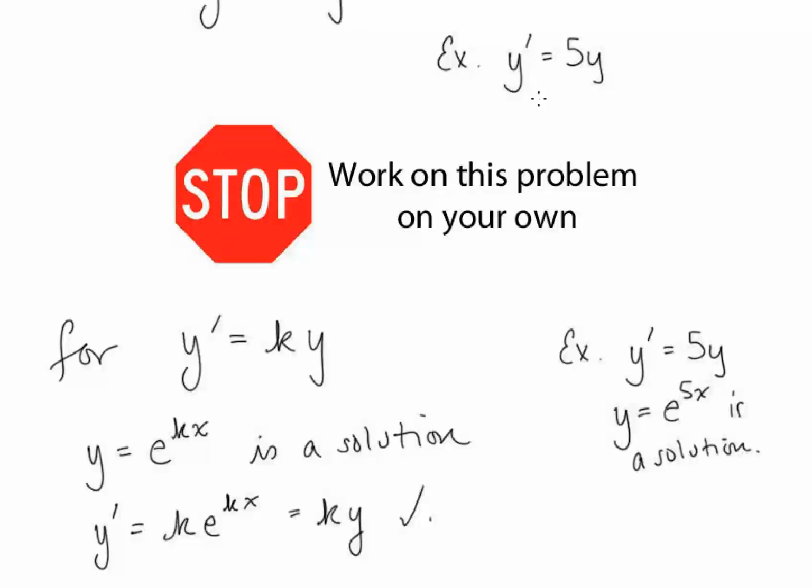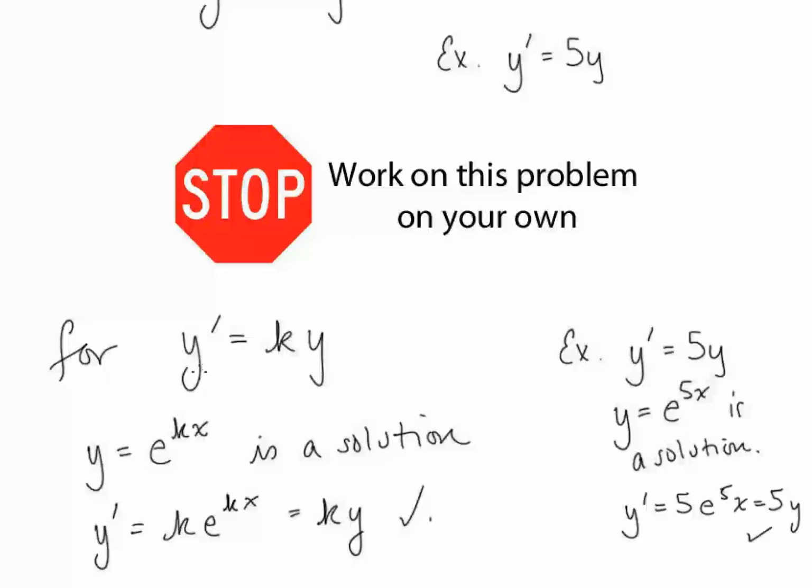Looking at our example, y prime equals 5y, we're looking for a function that when we take its derivative, the original function gets multiplied by a factor of 5. Well, y equals e to the 5x is a solution for this differential equation. When we take the derivative here, we get y prime is equal to 5e to the 5x. So that's 5y. And so that's a solution to the differential equation.